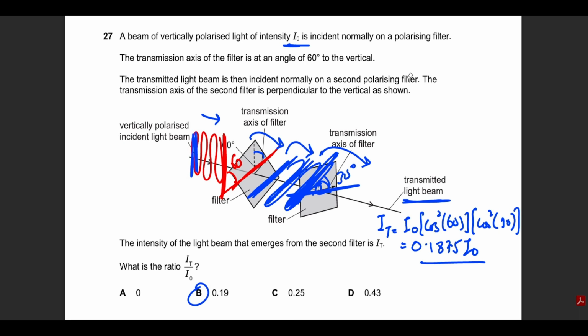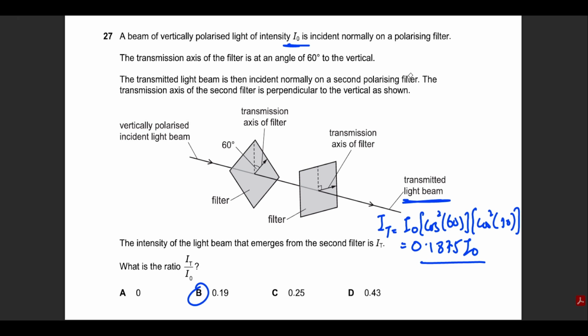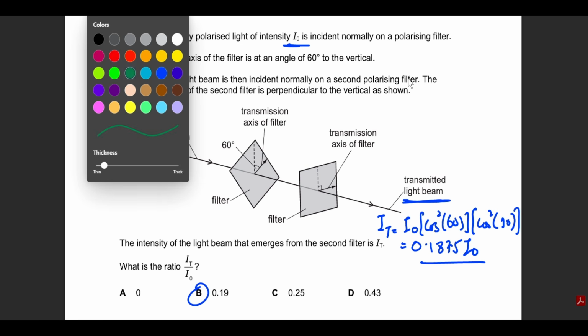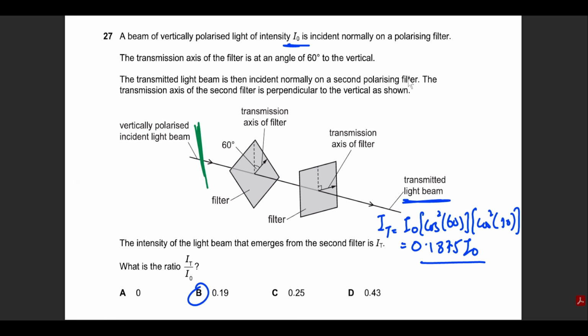The idea is we take the angle between the plane of the wave and the current orientation of the system. First, the wave was vertically polarized, so based on this, the filters were placed like this at an angle of 60. So this angle between the wave plane and filter plane was 60. So we took cos 60.